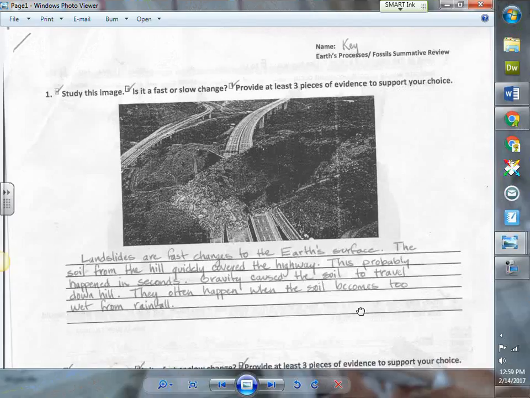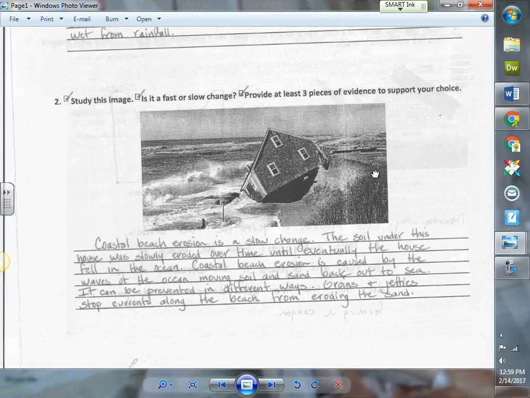All right, let's go down and look at the second one here. So in this picture, we see there's a house that's toppled into the sea here. So we're looking at this image, once again, we have to decide if this was a fast or slow change. And this is a slow change. This house fell into the sea because of coastal beach erosion.